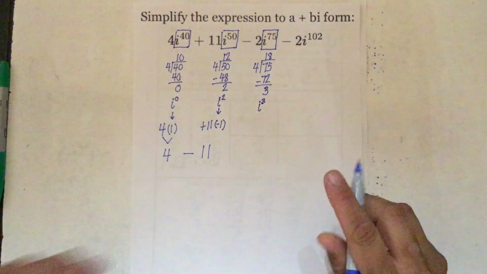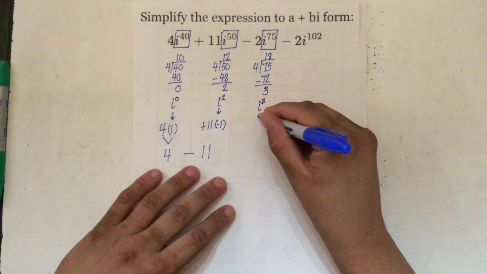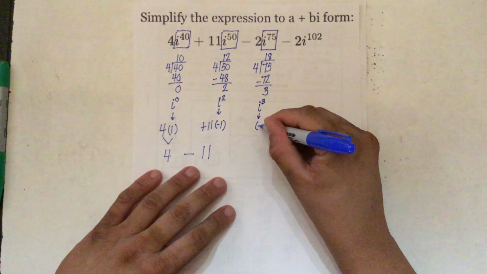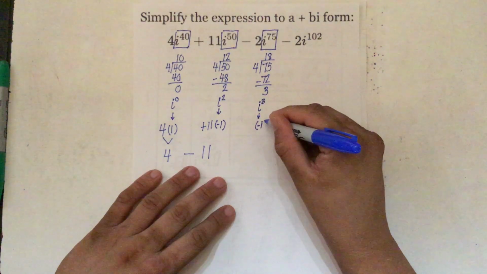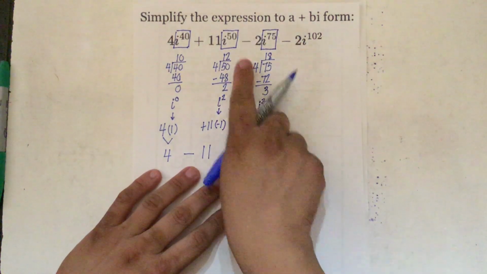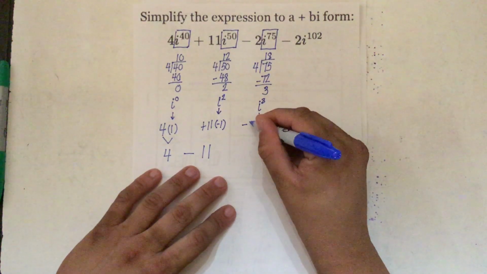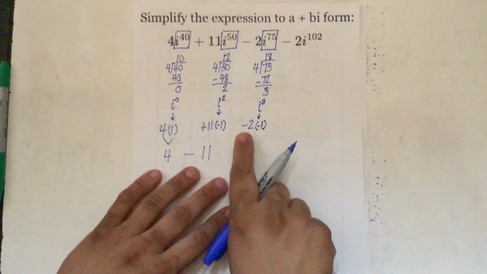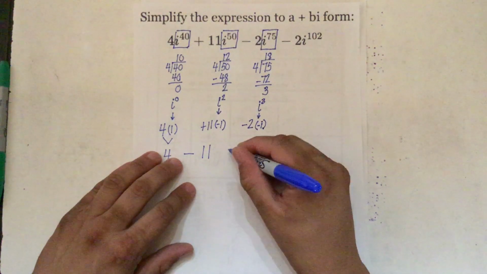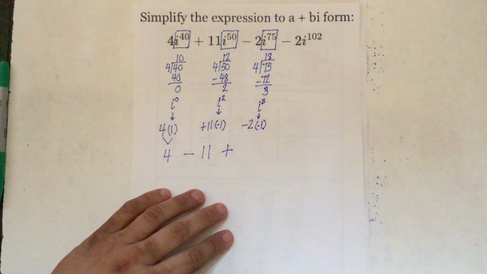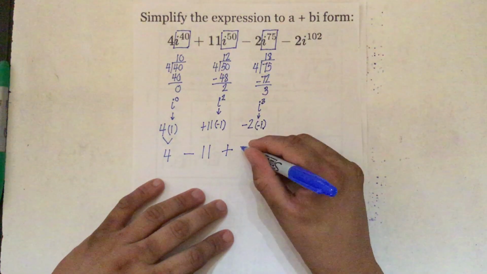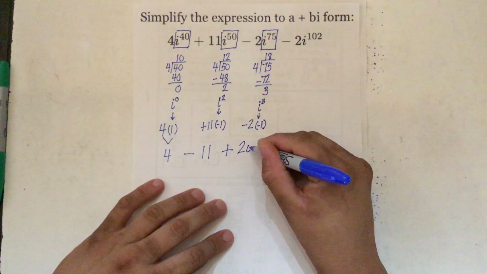So this is negative i. Now let's not forget our minus 2 here. Our minus 2 comes down in front of this minus i. A negative times a negative is a positive. 2 times i is just 2i.